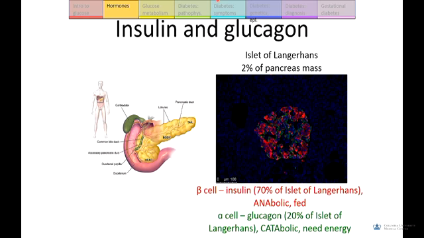So insulin and glucagon are your big hormones that regulate glucose metabolism. They're made in the islets of Langerhans in the pancreas. The islets of Langerhans make up 2% of the pancreas mass. Beta cells make up 70% of this 2% of the islets of Langerhans. They make insulin. The alpha cells make up 20% of the islets of Langerhans. They make glucagon. I'm not sure where the other 10% went, but it's there.